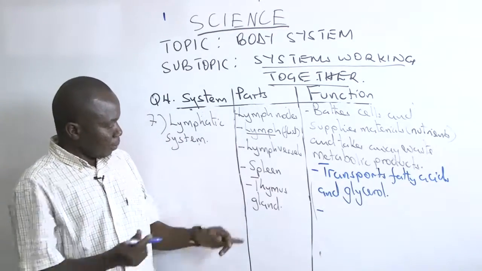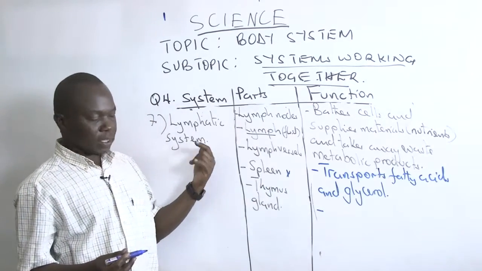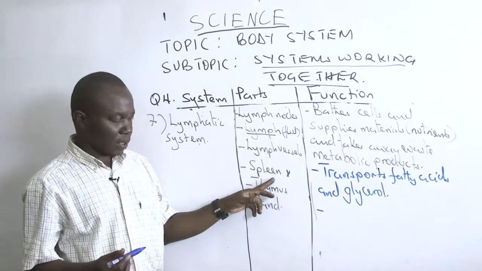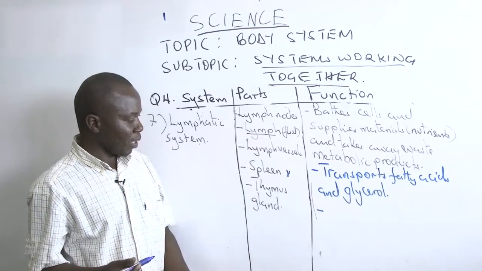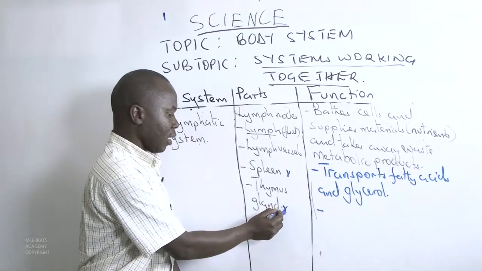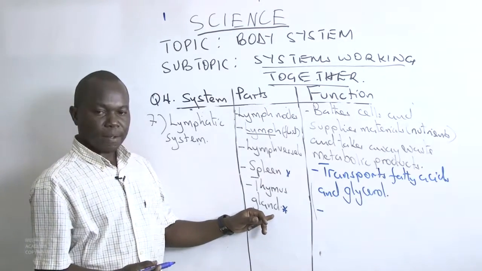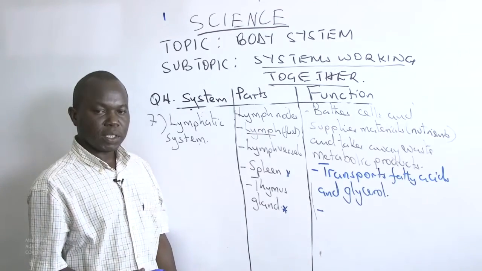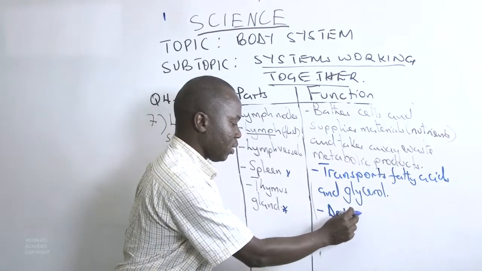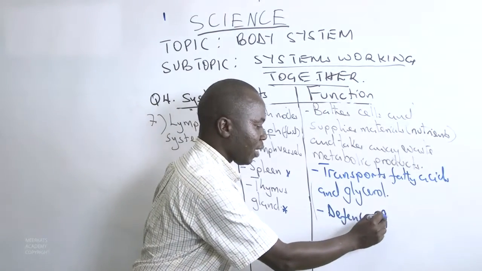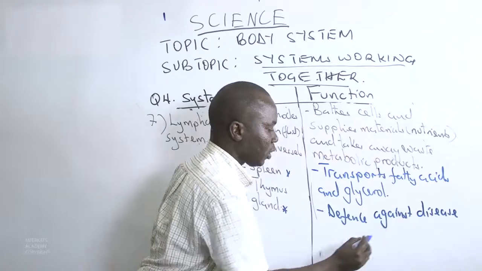And then we have mentioned some parts here that are important. For example, the spleen. The spleen, as a lymphatic system component, produces antibodies in form of white blood cells, especially for the fetus. Again, the thymus gland. This one produces lymphocytes that are usually converted to specialized T cells. So it also provides defense against disease-causing organisms.